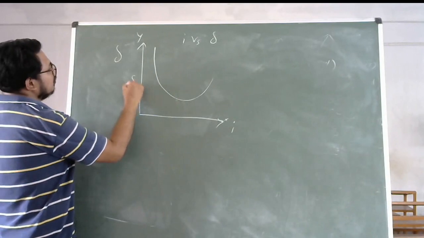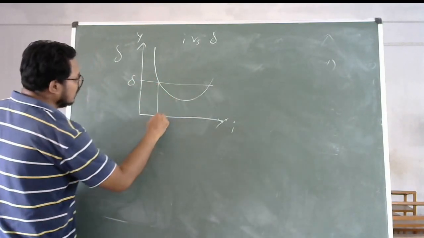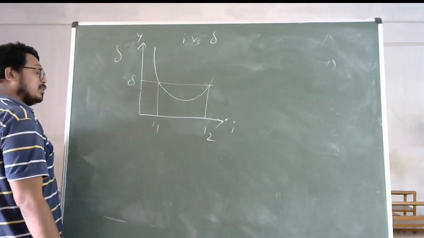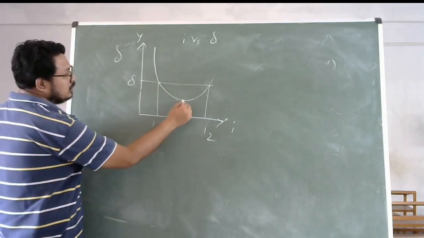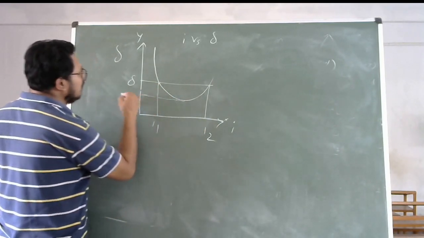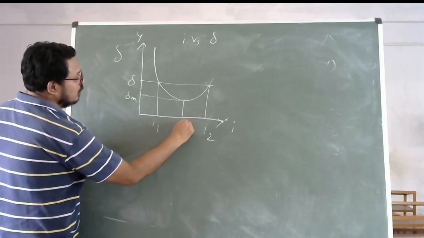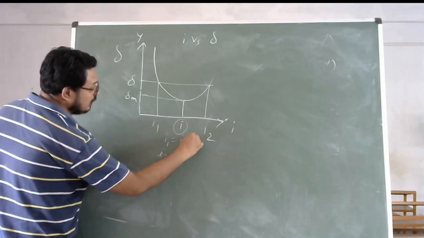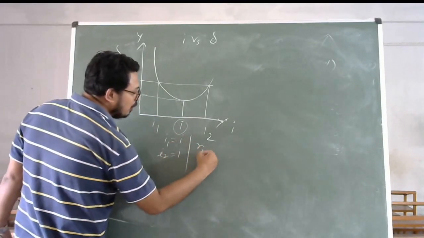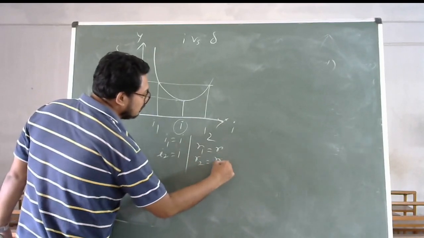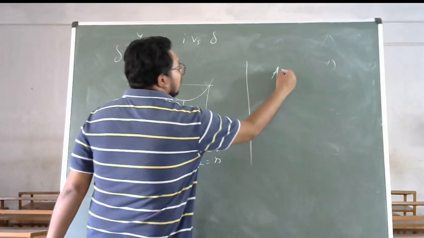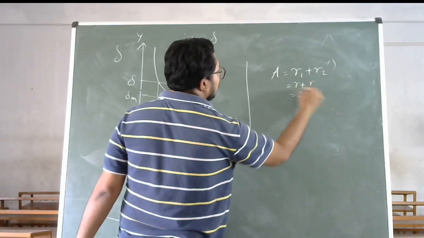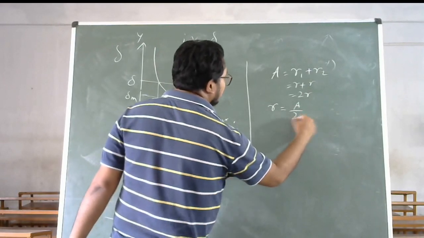So, for a given delta, there you will get I1 and there you will get I2. We want to find the minimum deviation. This is the position of minimum deviation, where you can consider it as I. That means I1 also becomes I, I2 also becomes I. In that condition R1 also becomes R and R2 also becomes R. Now, what is the value of A? We know that A is R1 plus R2, that means R plus R, that is 2R. From here we can find R equal to A by 2.